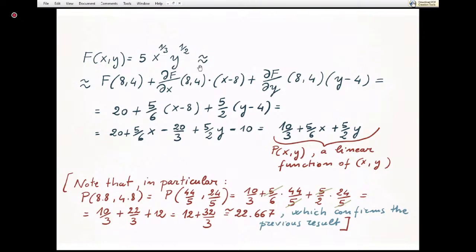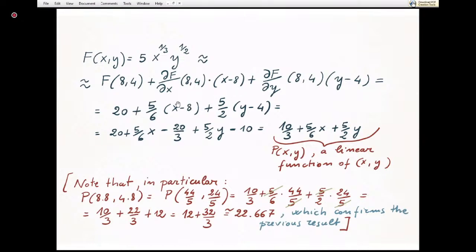In this case, we have the degree 1 polynomial. It is approximated by the value of the function at the initial level, f of 8, 4, this is a number, 20, plus the partial derivative with respect to x at the initial level, 5 over 6, times the change of the first variable. We want to be general here, x minus 8.